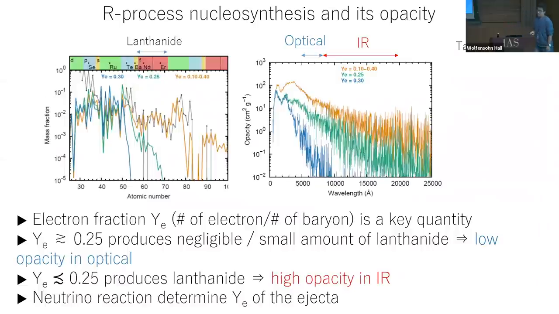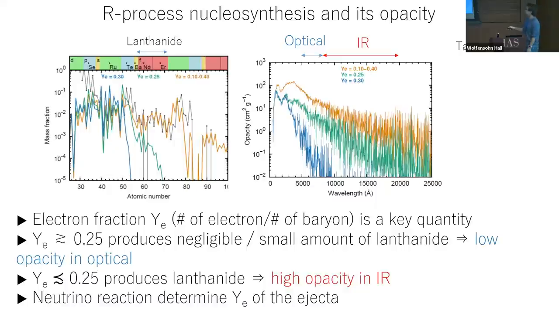So let me explain why the opacity is important. Let me explain the relation between the opacity and the electron fraction. We sometimes call it Ye, which is the ratio of the number of electrons to the number of baryons. The left-hand side figure shows the mass fraction as a function of atomic number, assuming different electron fractions of the ejecta in binary mergers. And the right-hand side figure shows the opacity as a function of wavelength.